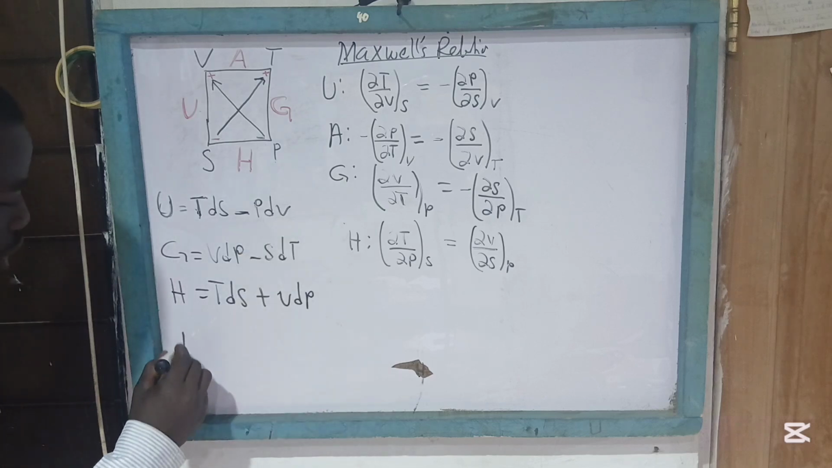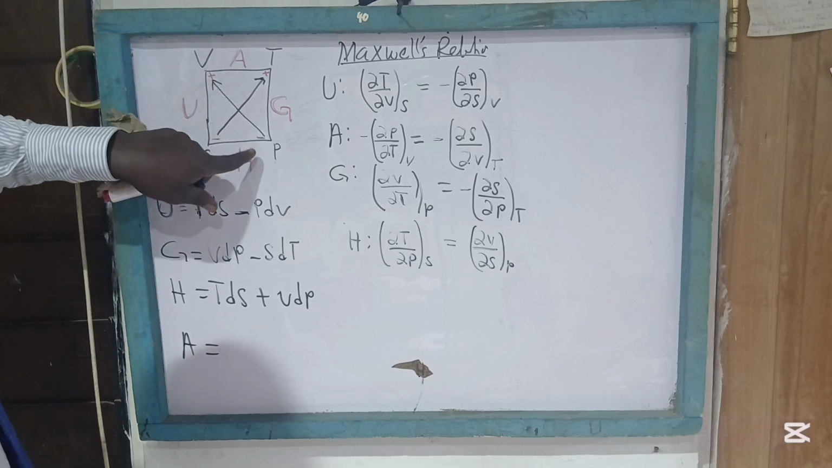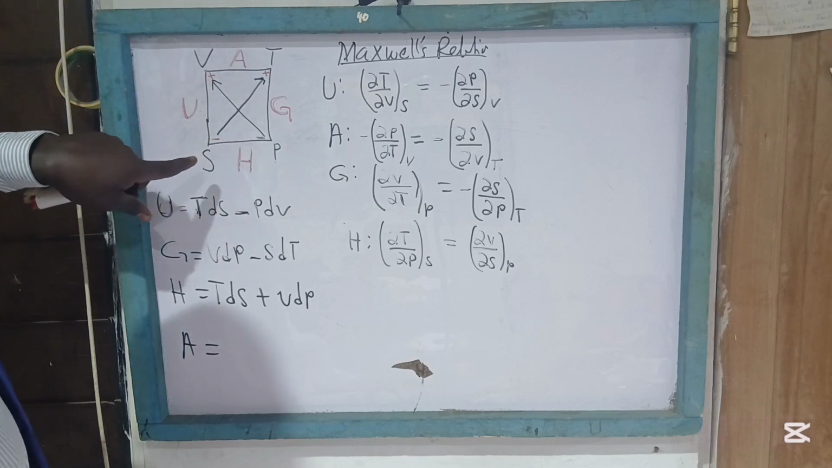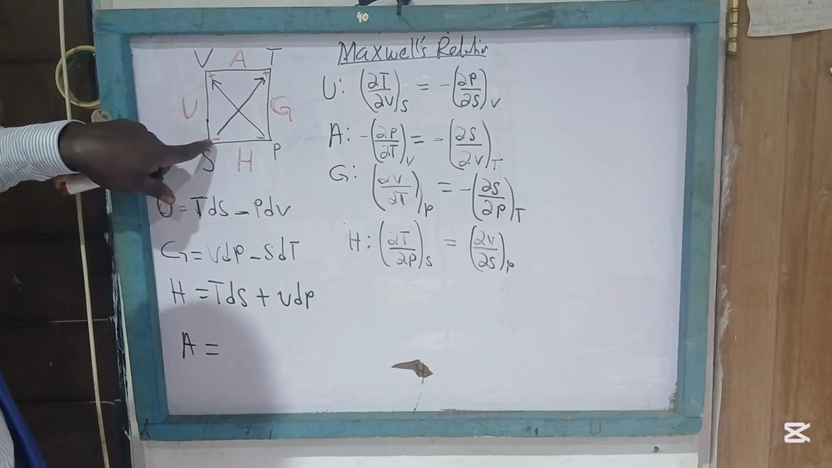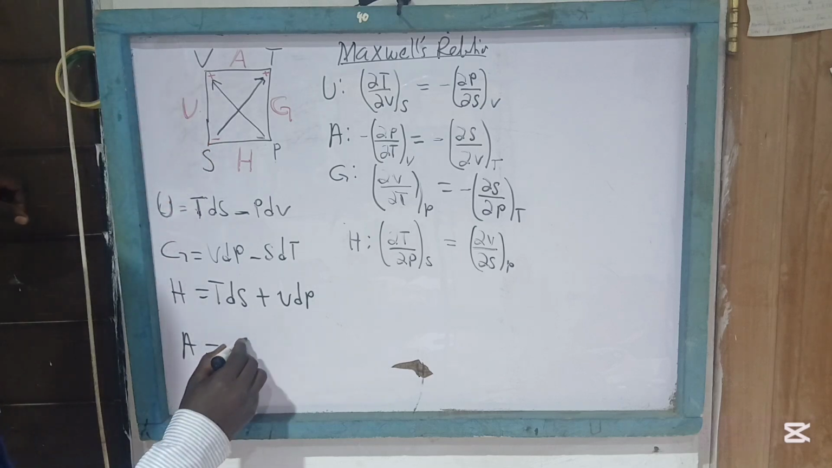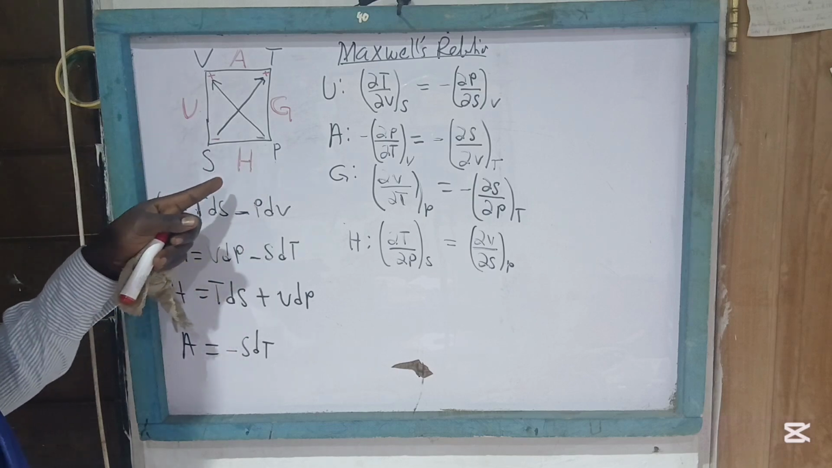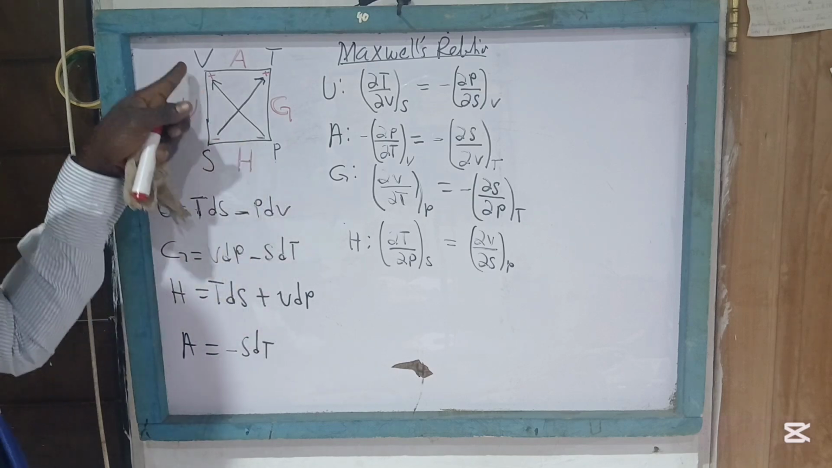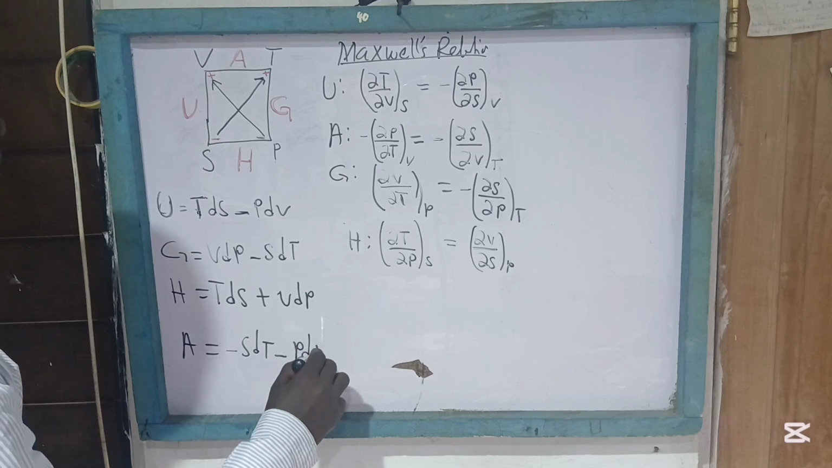Let's go for Helmholtz. A equal, we stand on a. The angles facing a are this and this. So S dT, p dV. S starts with negative, so negative S dT, and after that, negative p dV. P starts with negative. So negative p dV.